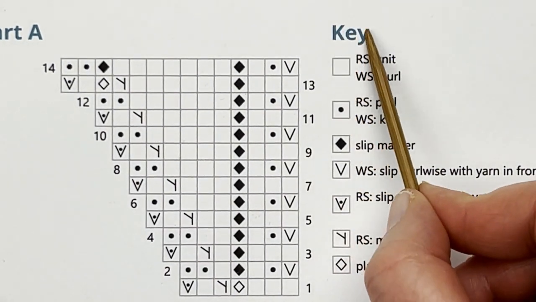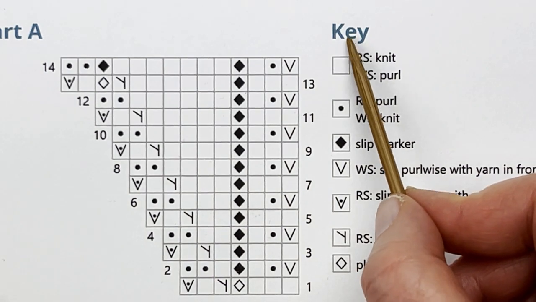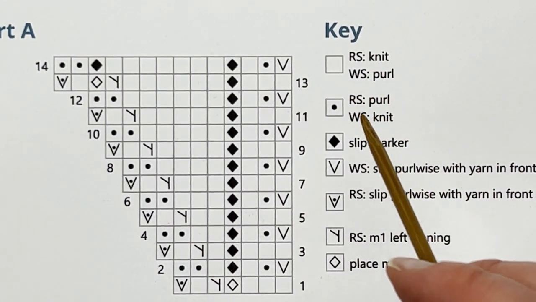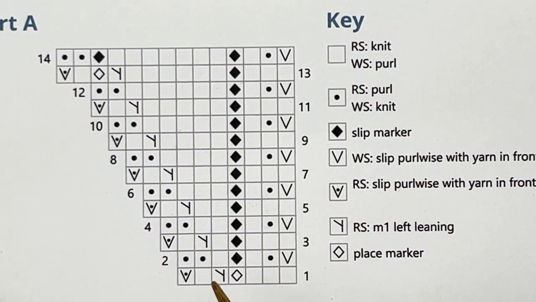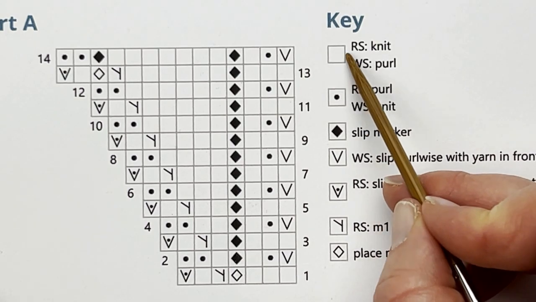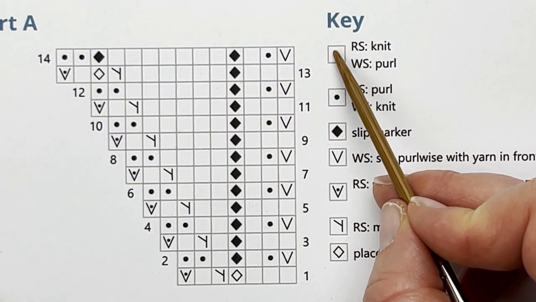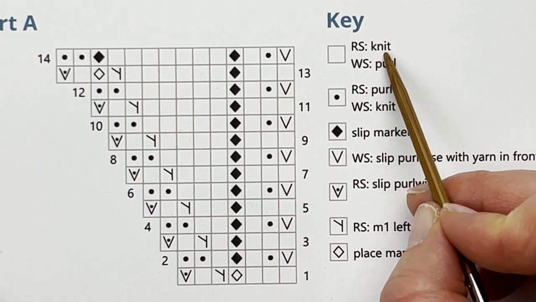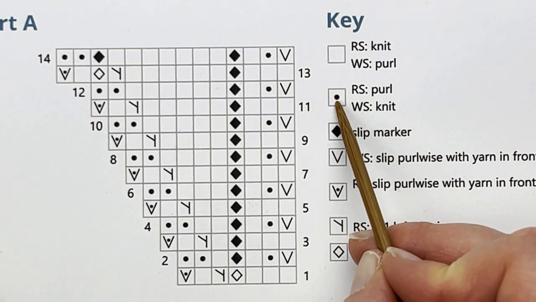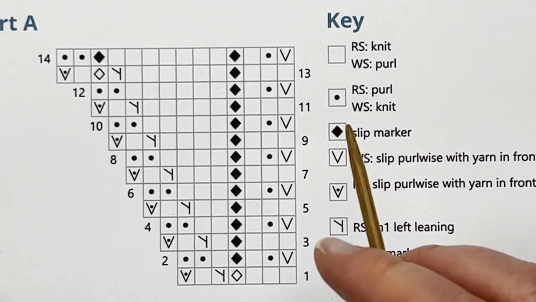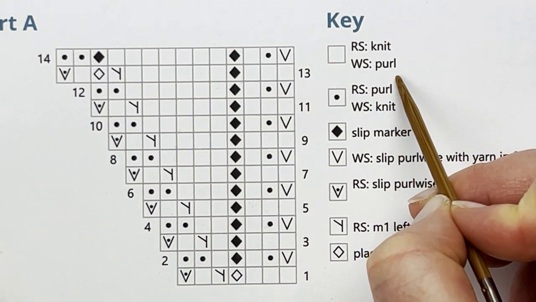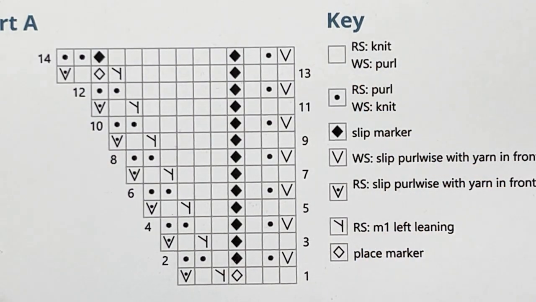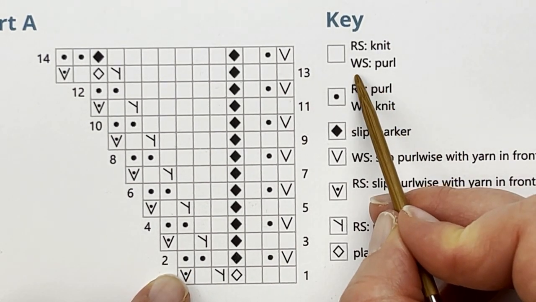Okay, now you have to familiarize yourself with the key. The key chart is your very best friend because it's going to tell you what stitch to work for each square. So the blank symbol, the box that doesn't have anything in it, is a knit stitch. A dot is going to be a purl stitch. Now, the reason you see RS knit, WS purl, that is also going to tell you how you're going to work your stitches on the wrong side.